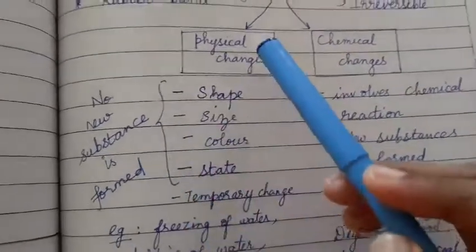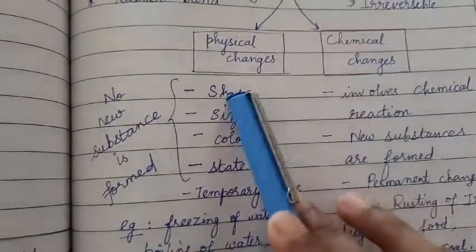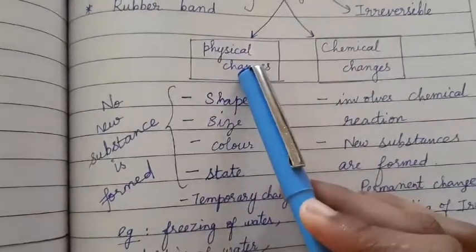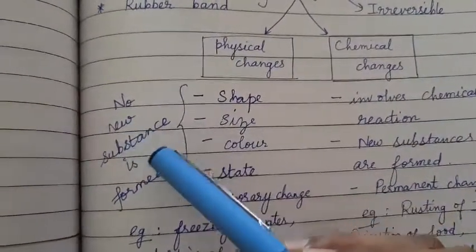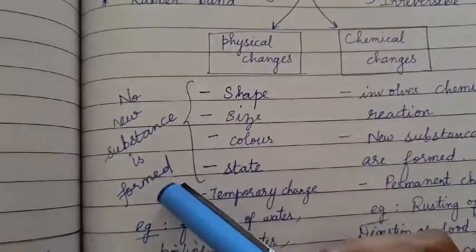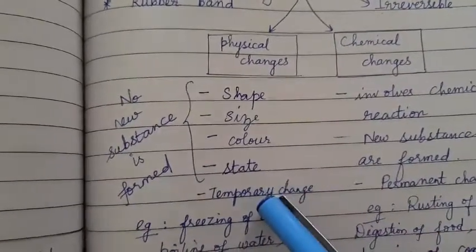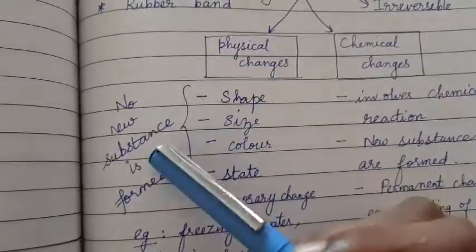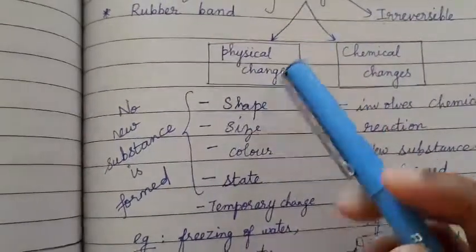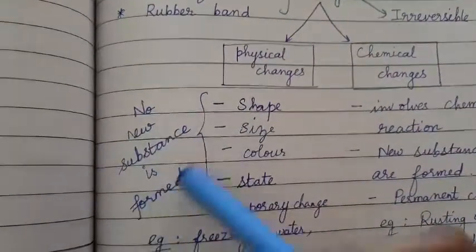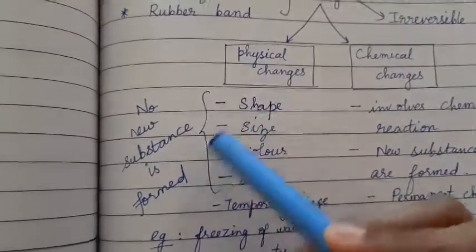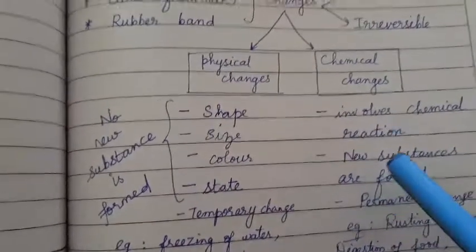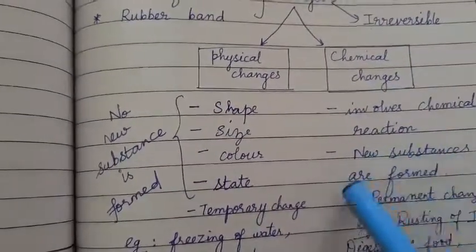Now we are seeing the differences between the physical change and chemical change. Only then can you proceed further. In a physical change, no new substance is formed. If a new substance is formed, then the change cannot be a temporary one. Can you understand? If a new substance, different from the original substance, is formed, then the change is not a temporary one, it is a permanent one. Right? That is why in a chemical change, new substances are formed.